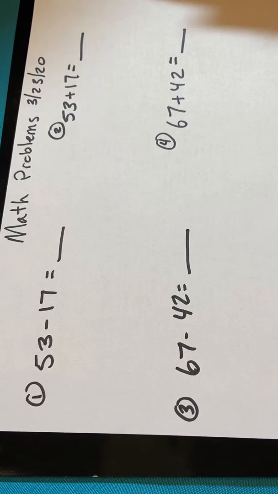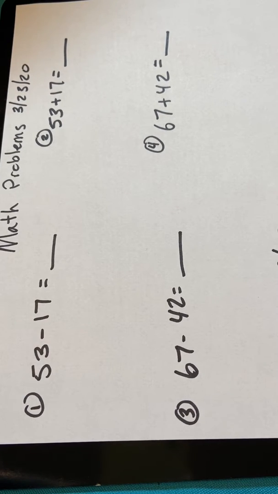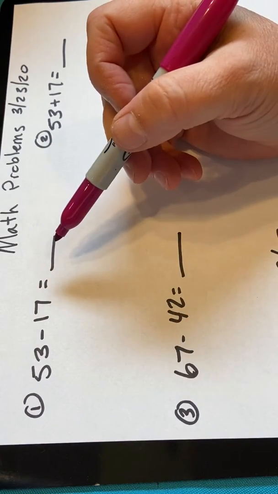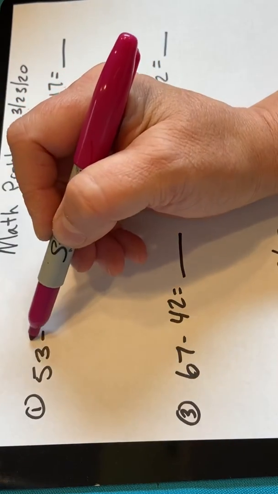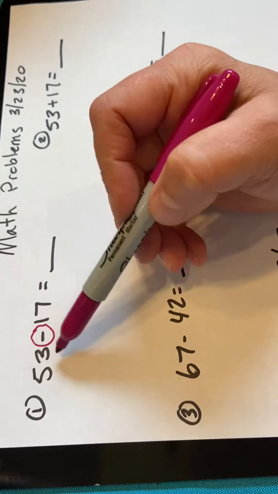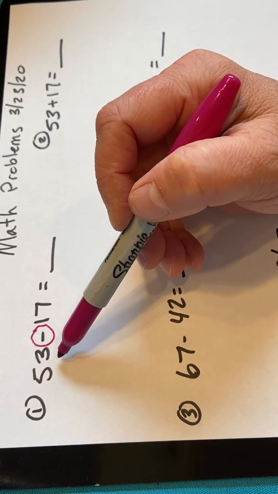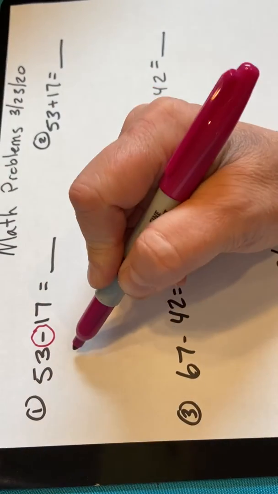All right. And if anybody wants to do a YouTube video where you're solving math problems, I would love to watch that. So let's go ahead and take a look at our first problem, 53 minus 17. It's important to recognize the operation, that we're subtracting. And that means our answer should be less than 53, right? Okay, so let's go ahead and line it up vertically.